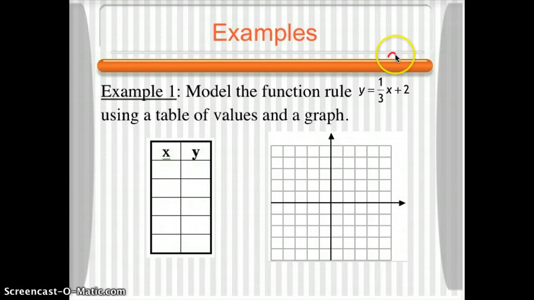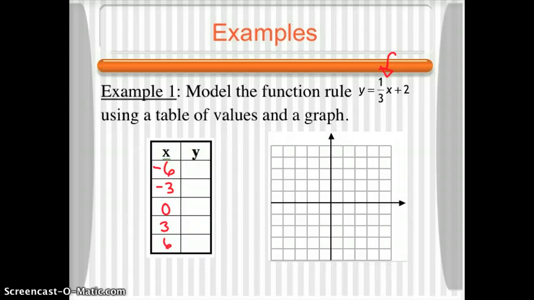I am going to pick multiples of 3 just because I know that I'm going to have to take a third of it, and I like working with whole numbers better, so it's your choice. But I'm going to pick for my x values -6, -3, 0, 3, and 6. It would be perfectly okay to do -2, -1, 0, 1, and 2. I'm just going to do it like this.